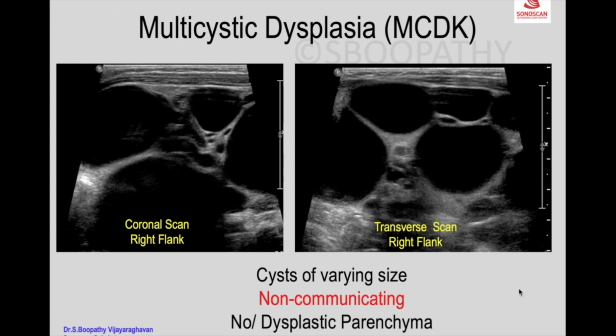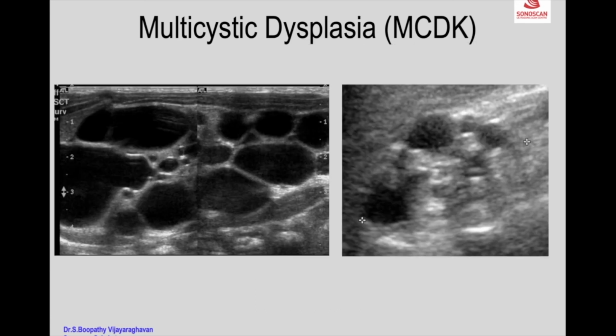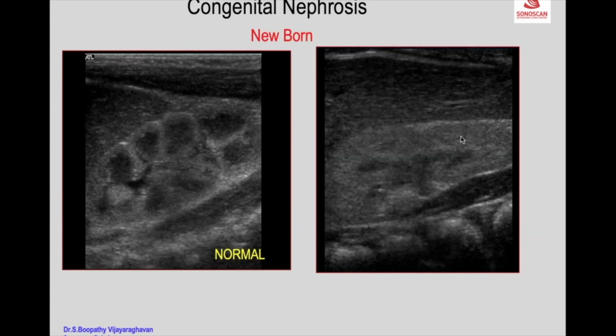Dysplastic parenchyma like that is the typical feature of multicystic dysplastic kidney. Again, it will be dealt with in detail in cystic disease. Now, most of the multicystic dysplastic kidney is involuted. As shown here, this is a very large kidney, typically echogenic, and there is no corticomedullary differentiation. With the clinical features also, we make a diagnosis of congenital nephrosis.